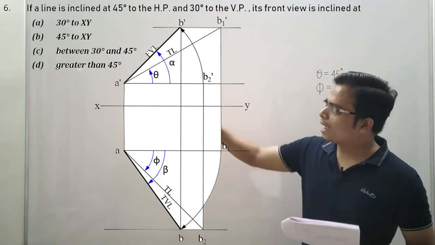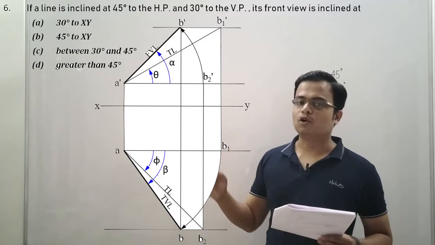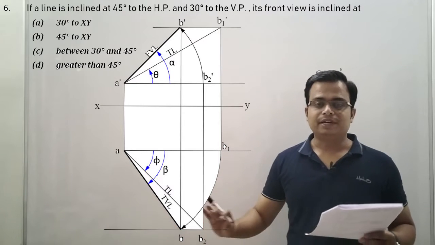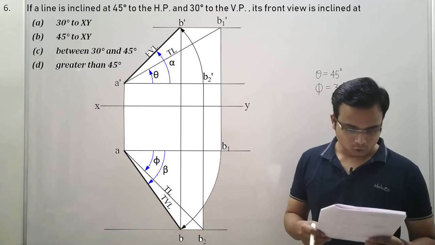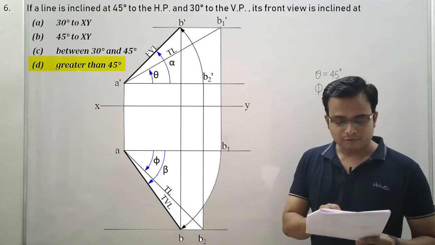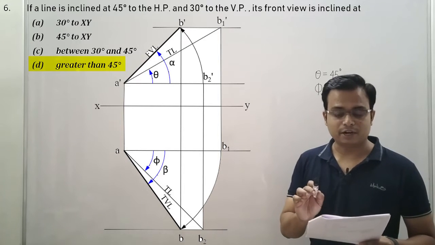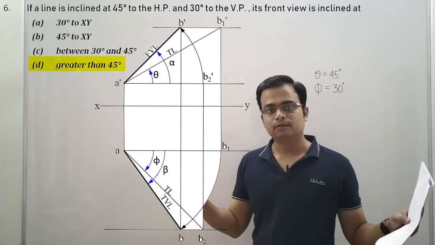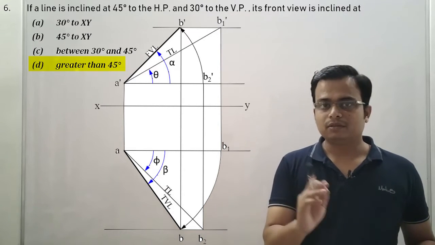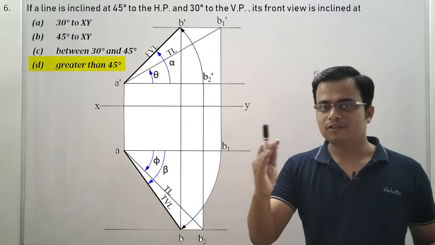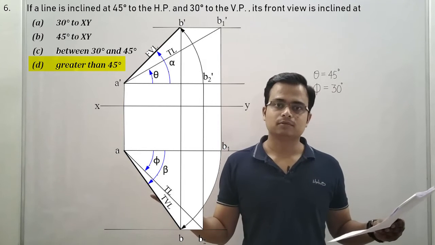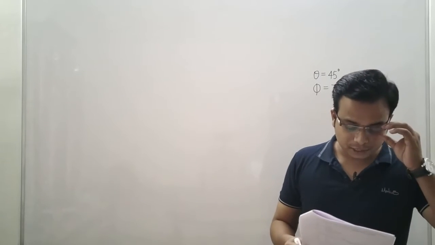And you can clearly see, no matter what happens, angle alpha is always going to be greater than theta, and at the same time this angle beta will always be greater than the angle phi. So do we have an option? The front view is inclined at more than 45 degrees, more than theta. That is the right option, option D. Done. Very easy. Always remember, if a line is inclined to both HP and VP, alpha will always be greater than theta and beta will always be greater than phi. Always true.